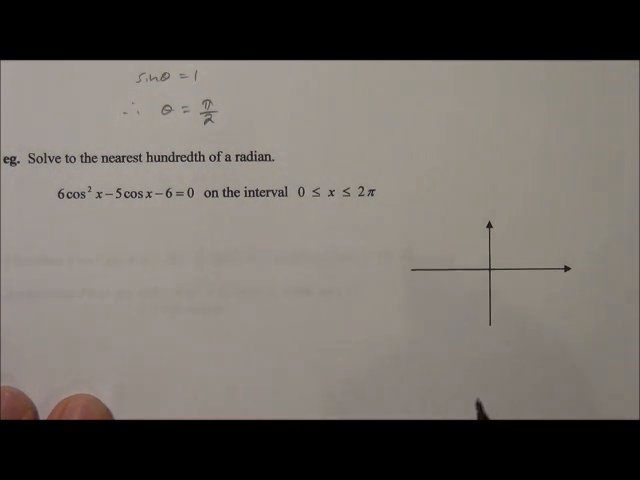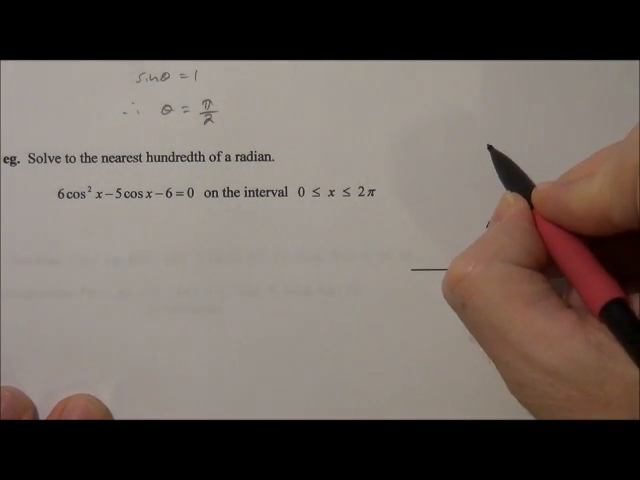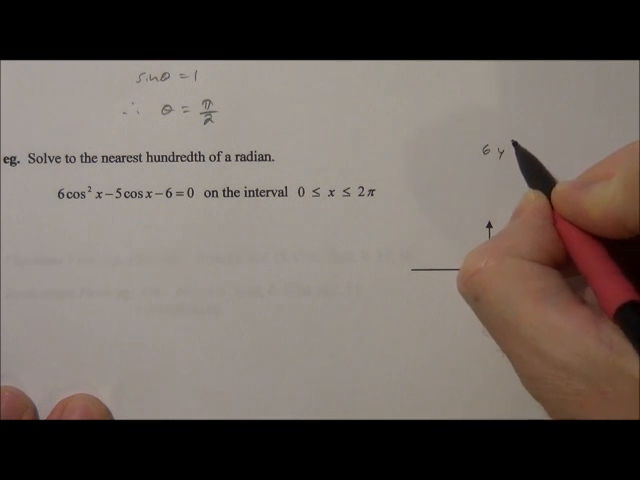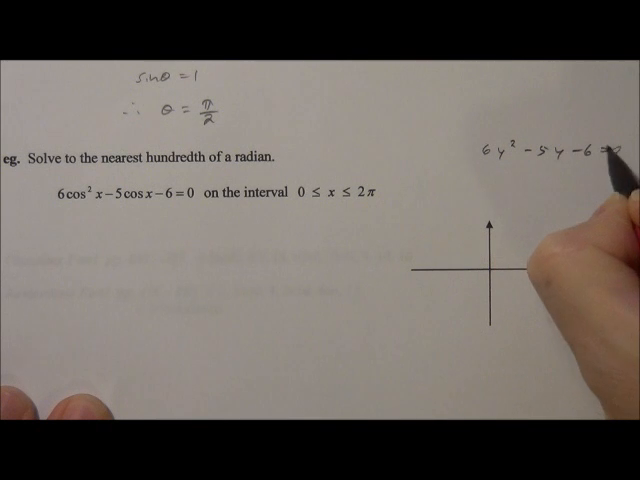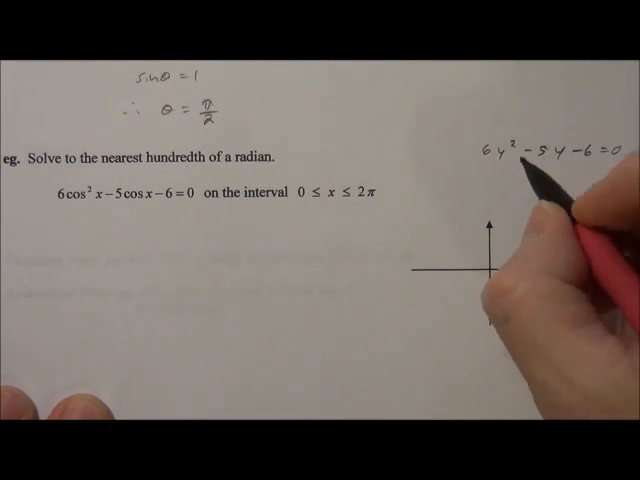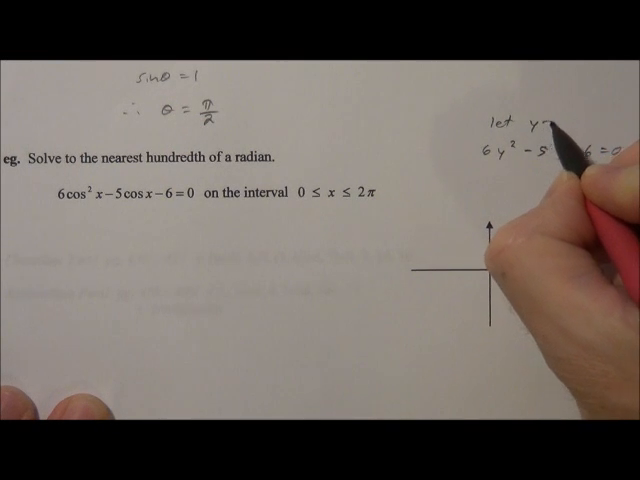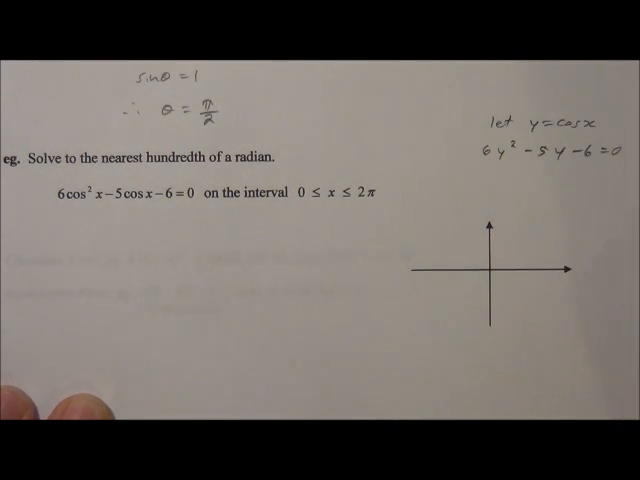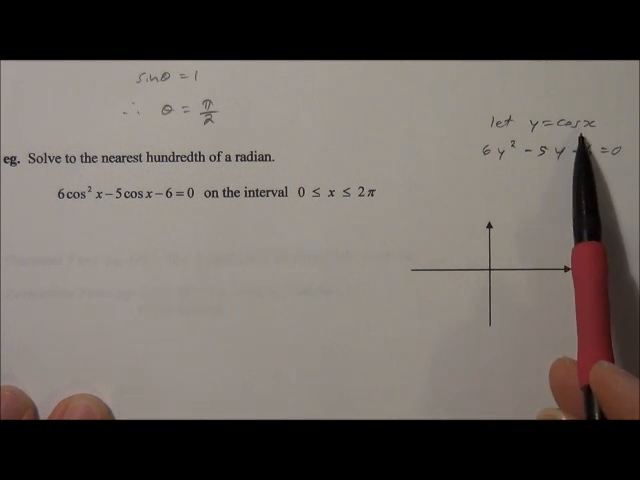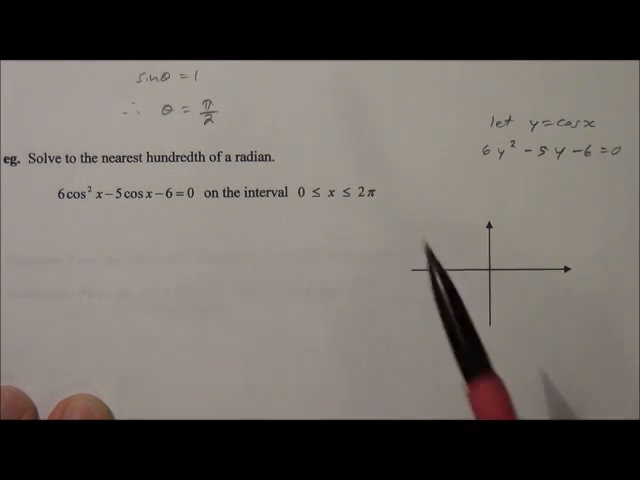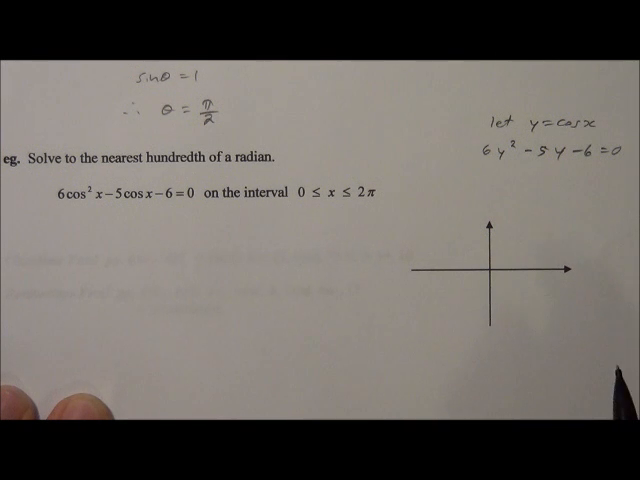If you wish, as an intermediate step, you could change this to 6y squared minus 5y minus 6 equals 0. Solve that, letting y equal cos x. Factor that, and then replace the y with cos x back in here again. Okay, so pause the video now and please factor that.